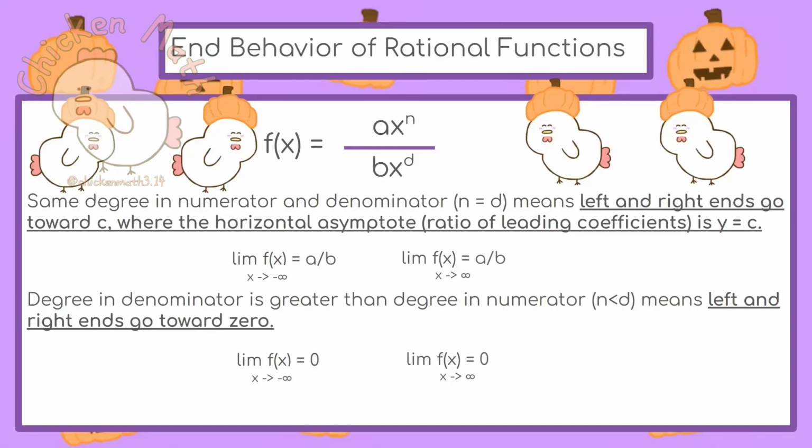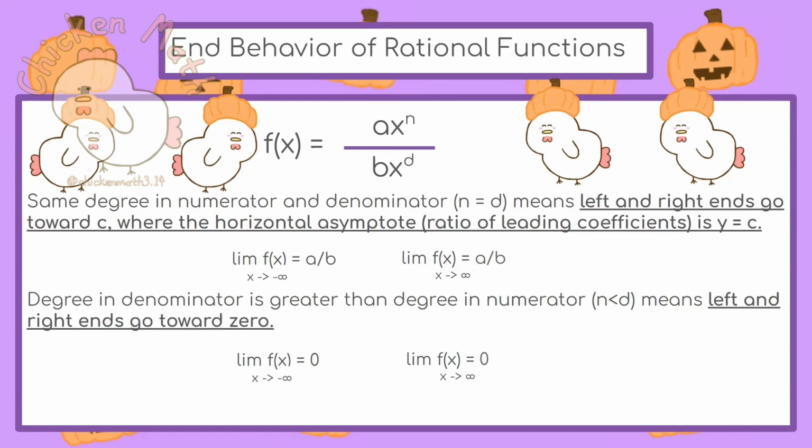So now we're going back to the end behavior of rational functions. So here we see our function f of x, and in this function, when n and d are equal, the degrees of the denominator and the numerator are equal, a over b is actually where the left and right ends go. And we can call this c. So the coefficients of the numerator over the denominator, where this equals c, this is what the function heads towards. This is the horizontal asymptote.